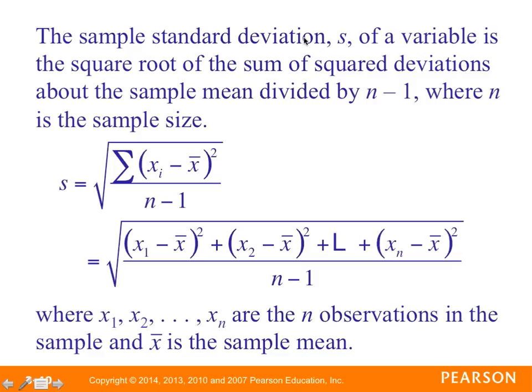Now the sample standard deviation is very, very similar, okay? All you really have to do is kind of the same thing, take xi minus x bar squared, add it all up, but instead of dividing by your population size, you divide by n minus 1. N minus 1 is called degrees of freedom, okay, and that is explained pretty well in your textbook.